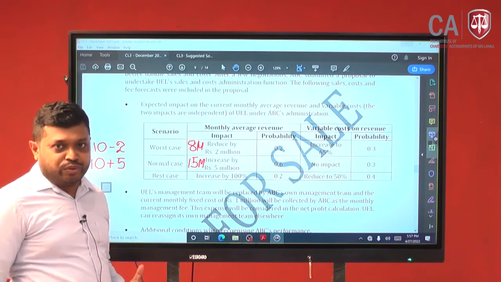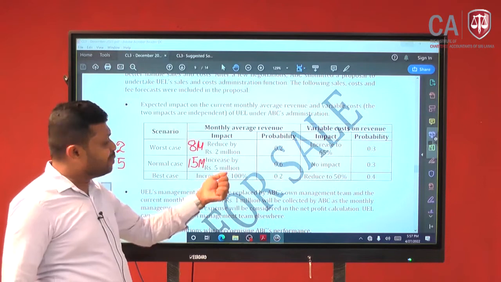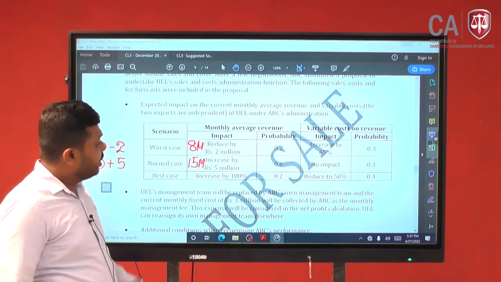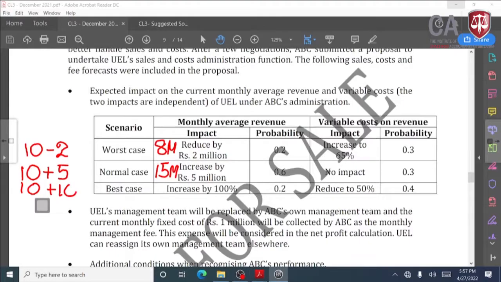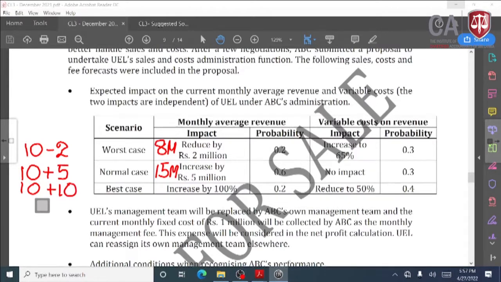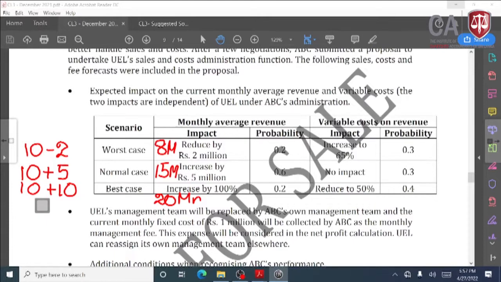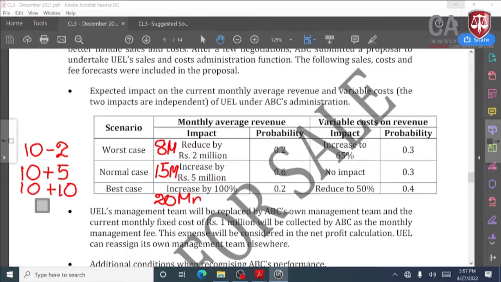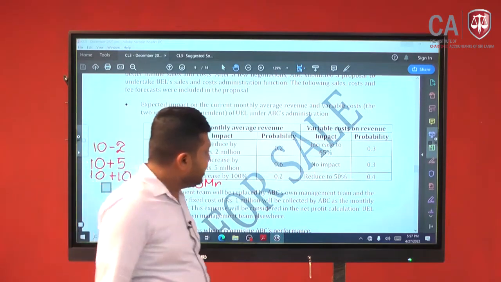In the best case scenario, the optimistic scenario, maximax scenario, the revenue will be increased by 100%. Current revenue 10 million, 100% increase means 10 plus 10 million. In the best case scenario, this will be 20 million. Therefore, worst case, 8 million will be the revenue, with a probability of 20%. Normal case, revenue will be 15 million, probability is 60%. Best case, 20 million revenue, probability is 20%.